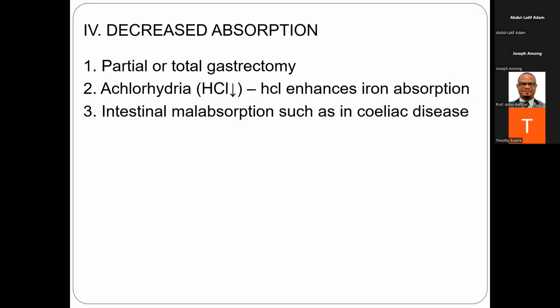Then number four for iron is decreased absorption. Here there is partial or total gastrectomy, where the stomach is reduced, and they will not absorb iron. Then we have achlorhydria: lack of HCl, and the reason is that HCl enhances iron absorption. So if you don't have enough in your stomach, you will not absorb enough. Then we have intestinal malabsorption, such as celiac disease.